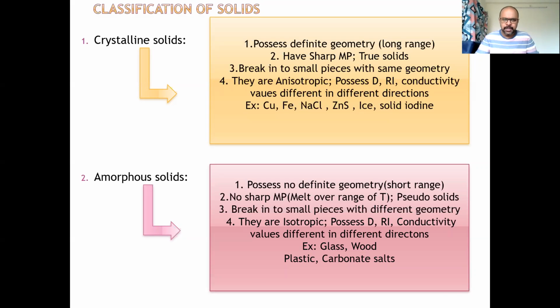You should know this. Now, one question at the end of this discussion remains: how come definite arrangement in the case of crystalline solids results in anisotropy, and how come no definite arrangement of particles in amorphous solids results in isotropy? So why are amorphous solids isotropic? Why are crystalline solids anisotropic? For that, we'll take up this discussion.